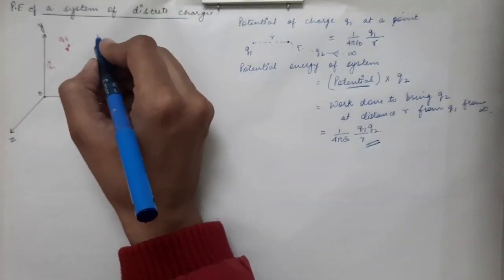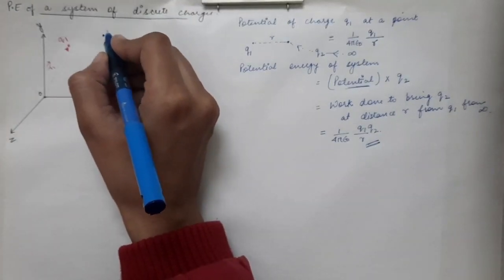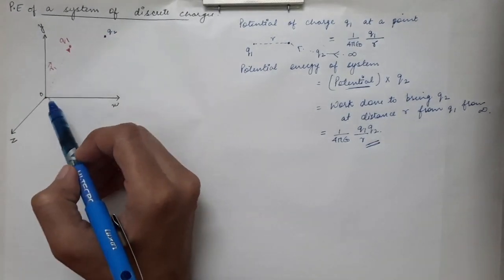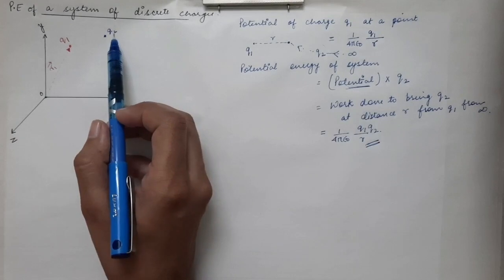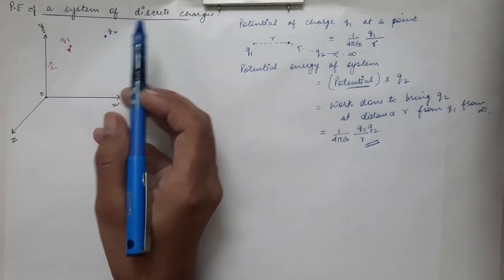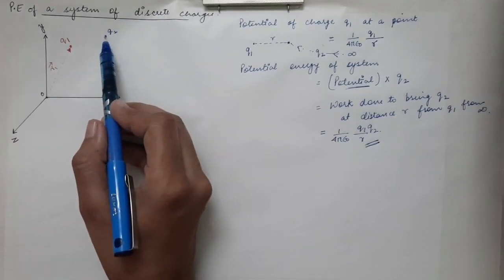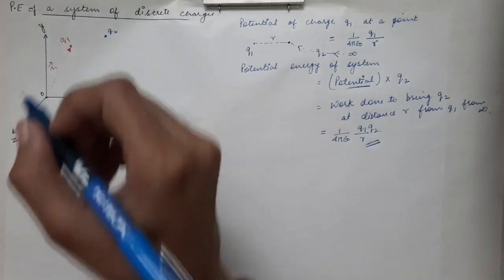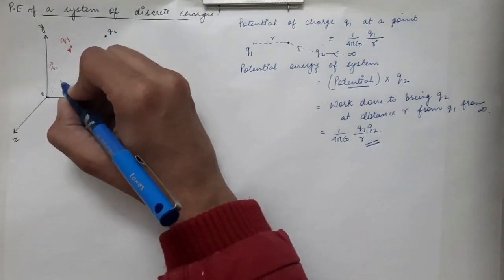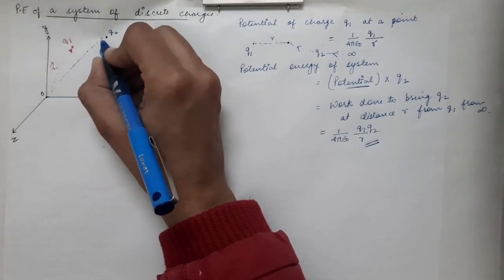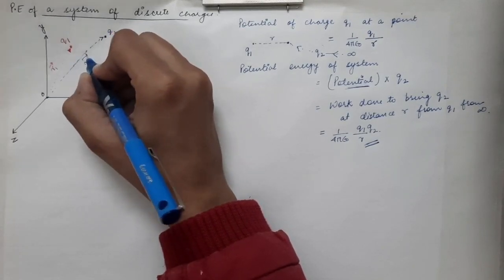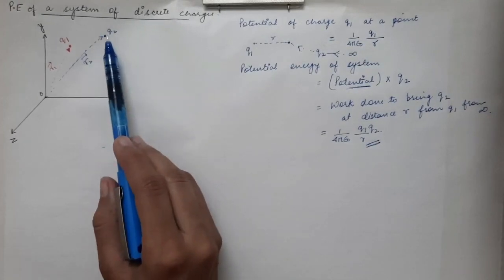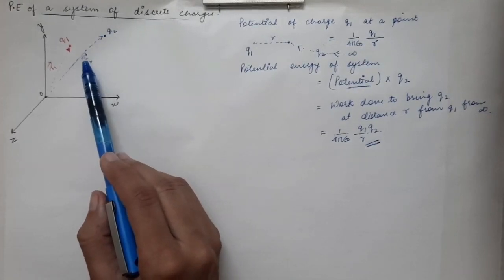So let's say now you are bringing q2 charge. q1 charge was already present, whose position vector is r1 vector. Now you are bringing q2 charge from infinity to this particular point in space. Let's suppose you are bringing q2 at this particular point and its position vector will be r2 vector. So we are assuming the position vector of the second charge is r2 vector.